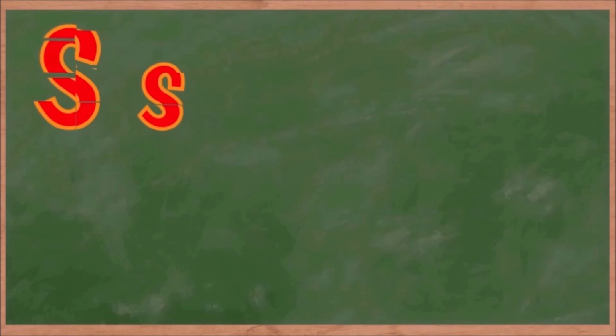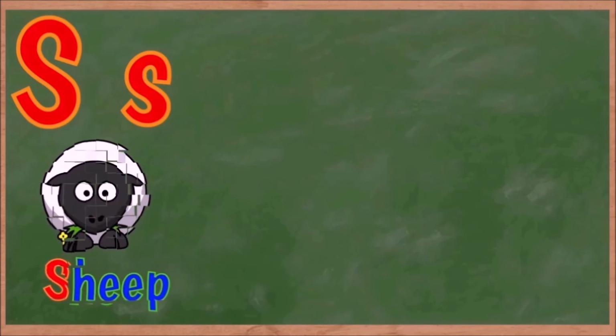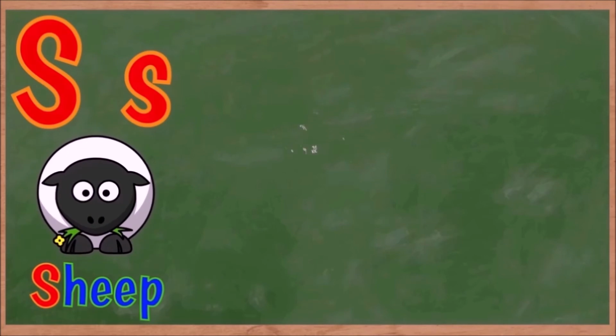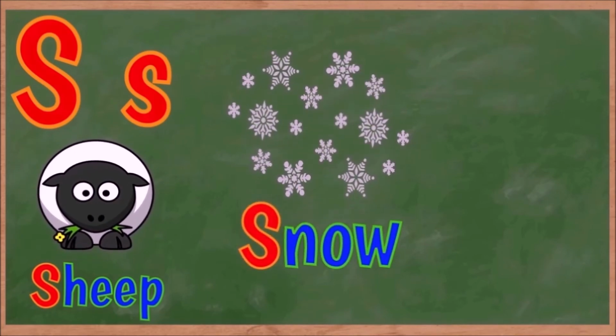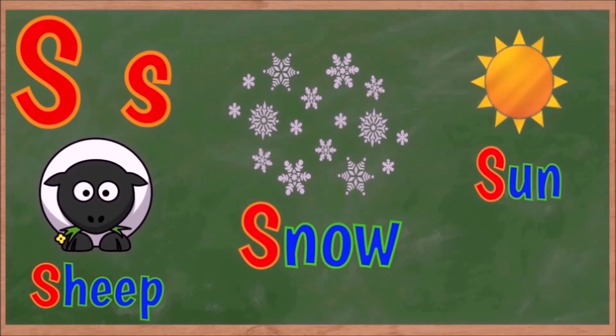Let's see the next letter. The next letter is the letter S. And the S makes a S sound. Give it a try. I got it. Did you? S for sheep. Snow. Sun.